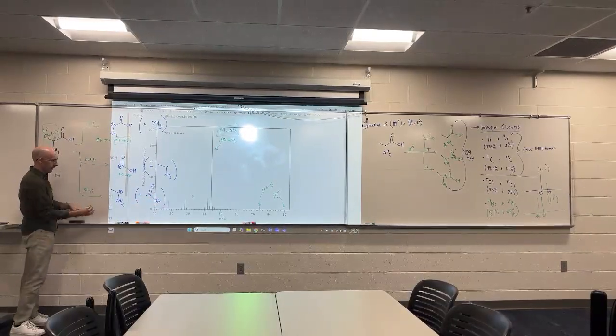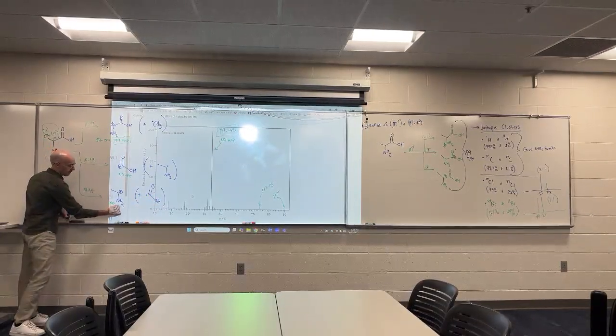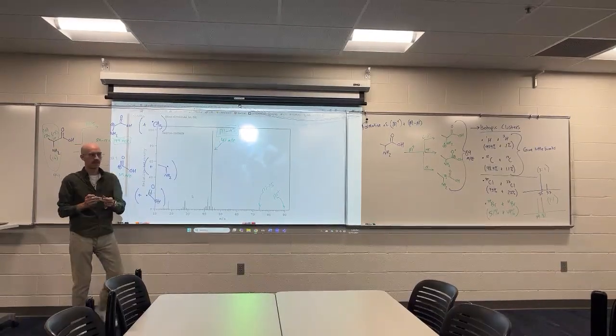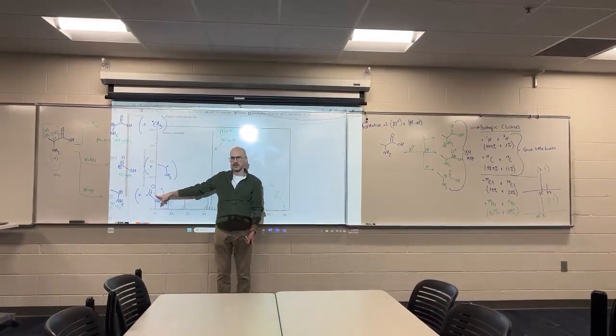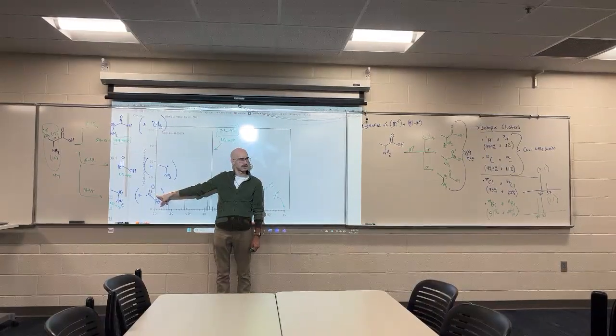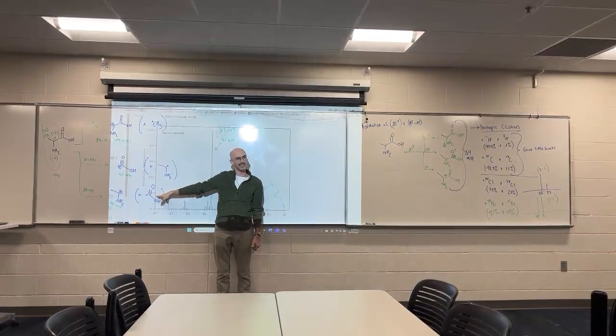This has a mass of 44 m per z. This doesn't hit the detector. Andy, can you tell me why it doesn't hit the detector? Because it's a radical, it's not a cation. Will never hit the detector.